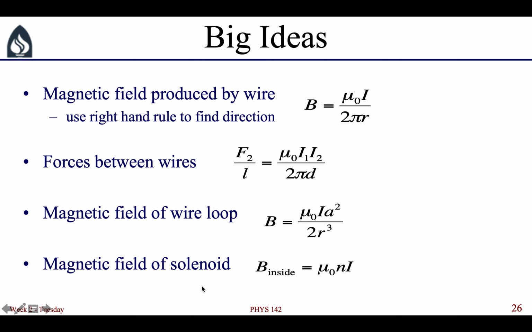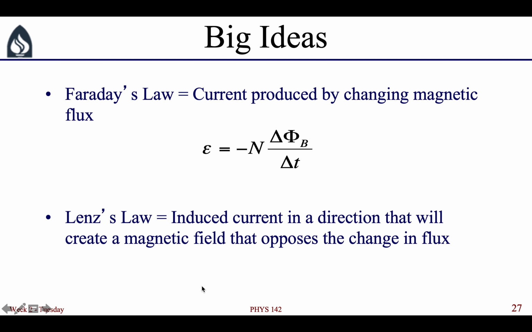So these are the ideas that we looked at. We looked at the magnetic field produced by a wire. Actually, we looked at that during the last lesson, but here's the expression that we came up with. We looked at forces between wires also in the last lesson. And we looked at the magnetic field of a wire loop and a solenoid.